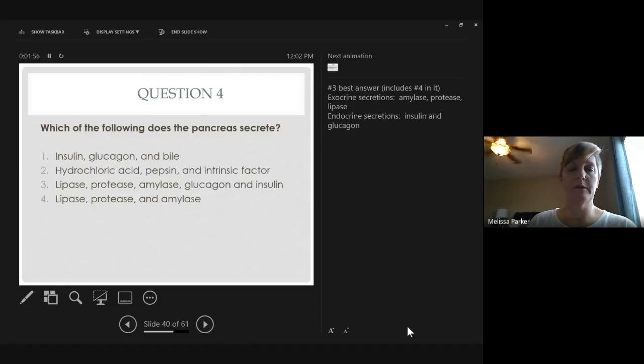Okay, which of the following does the pancreas secrete? So this can be a tricky question because remember, the pancreas has endocrine functions and it also has exocrine functions. So that is your clue to answering that question. Going to be lipase, protease, amylase, glucagon, and insulin. So I always tell my students, always remember that your pancreas is responsible for five things. Okay, five things.